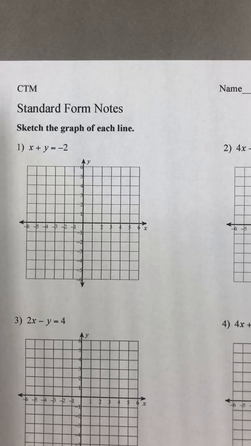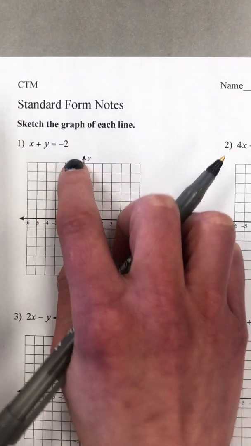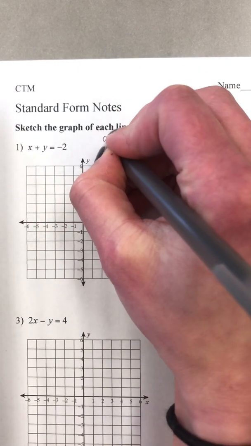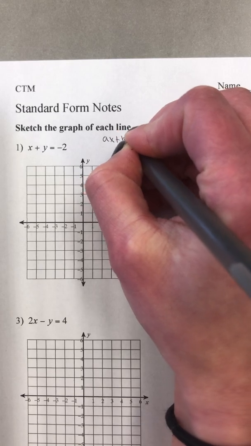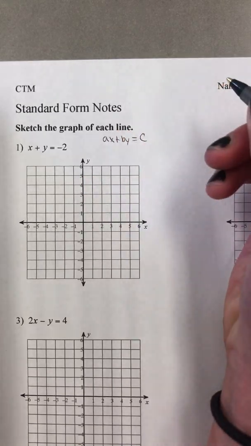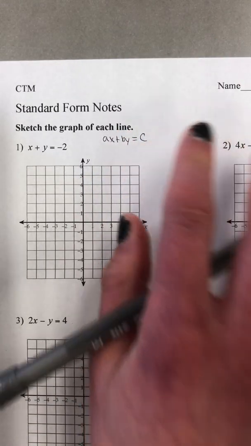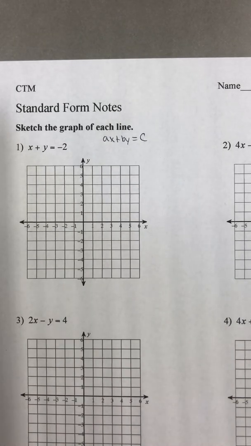Okay, so today we're going to be talking about graphing in standard form. Now for this one, we're actually going to take the standard form. Standard form is ax plus by equals c. That is how we set up standard form. All of these are not in fractions, so they're all integers, and it is ax plus by equals c.